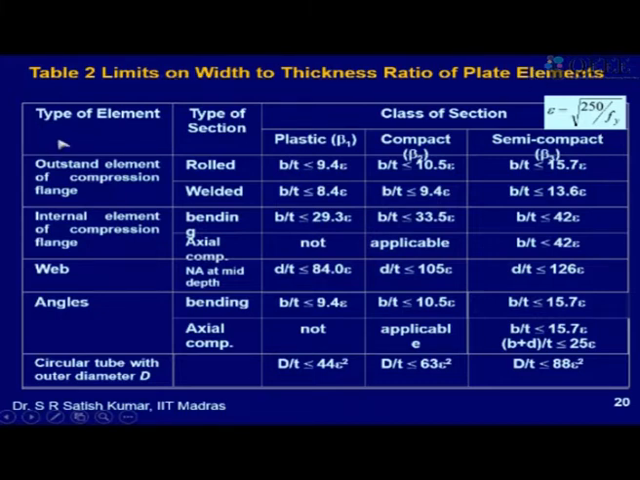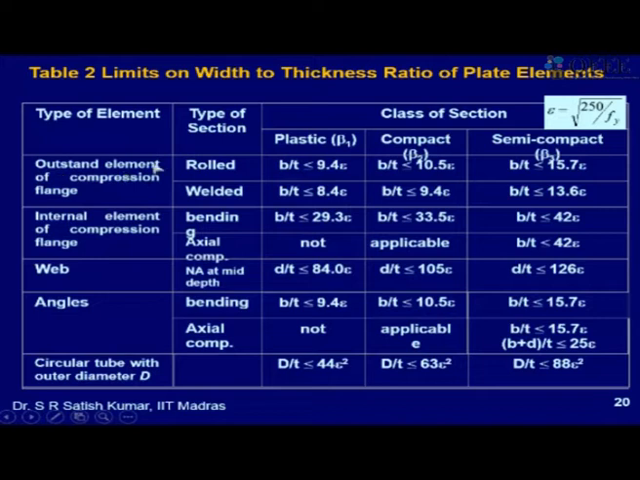So it says that if your member, let's say it's a column, it is under axial compression. Then we have to come to this one, that is, the member is under... if it is a flange, we use this. If it is a web, we use this. If it is rolled or welded, we use the corresponding ones. So let's say I want to design a column with a rolled section.